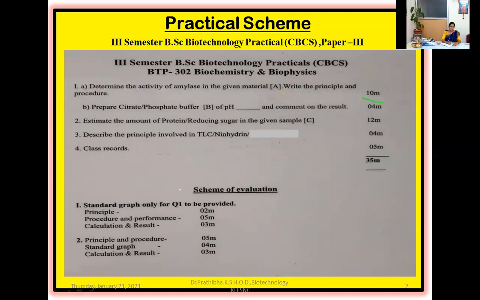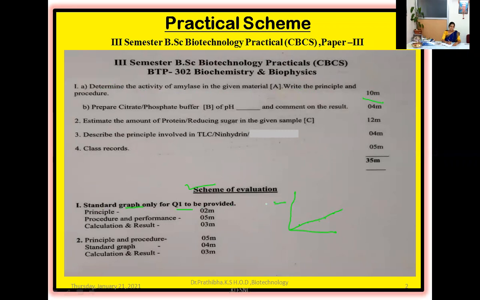Then let us go through the scheme of evaluation. In question number 1, you are going to get the standard graph only for question number 1. Standard graph means you are going to get all the ODs for this particular standard graph. This will be given by the in-charge lab teacher.